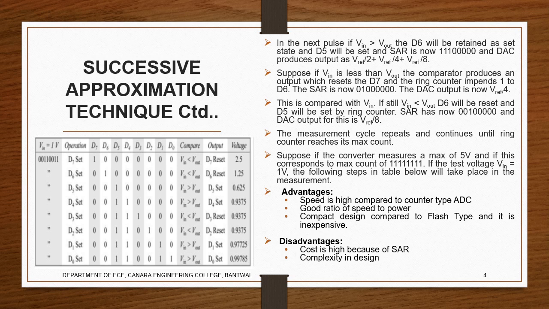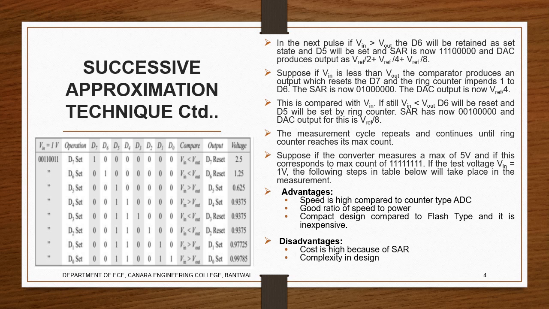So first, as per the rules, I'll be going with the D7 set. D7 is equal to 1, and V in is what they have given as 1 volt, as I explained earlier. But V out is what? V reference divided by 2. So again, V in is less than V out. The table is given here for V in less than V out, so D7 has to be reset.